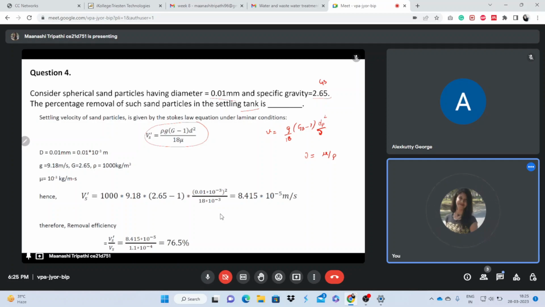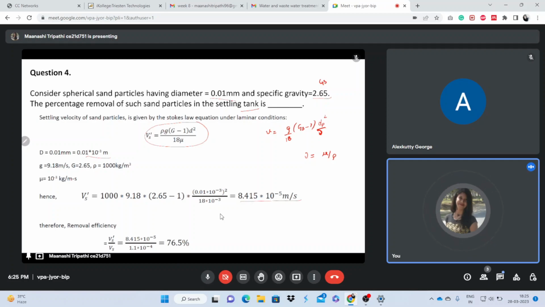Here, in place of mu by rho, it has already been kept. We know the d. This is not an empirical formula, so all the units should be the same. D, 0.01 mm, should be written in meters. g is 9.81. Capital G, which I am referring to as Gs, is 2.65. Rho we know, mu we know. So when we keep all these things, we will get this value.